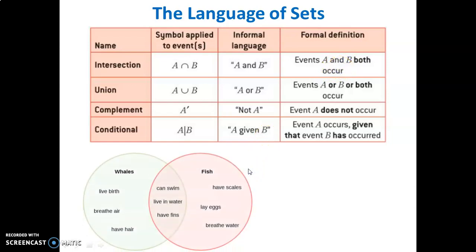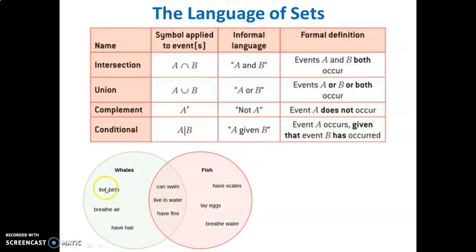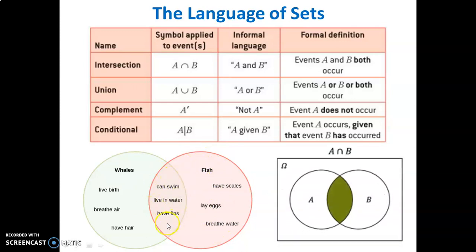So looking at that as a Venn diagram is probably the easiest way. Here we have characteristics of whales in this circle, characteristics of fish in this circle. And there's an overlap. There are some characteristics that both whales and fish have. And that's exactly what intersection is. It is the area in a Venn diagram that represents where both things are occurring. So here, the overlap is where A and B both occur. And that's what an intersection is.